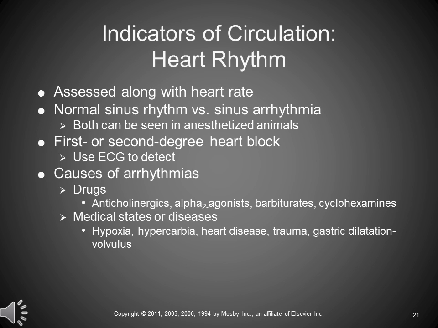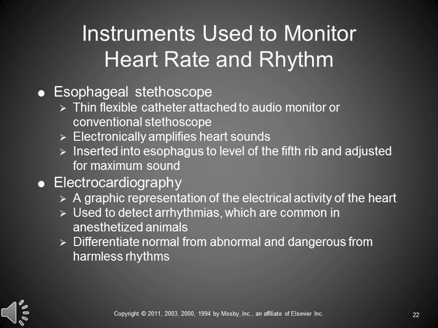Causes of arrhythmias. Many things can cause arrhythmias. Example, drugs. Anticholinergics, alpha-2 agonists, the barbiturates, the cyclohexamines, all can predispose to arrhythmias. There can be problems with concurrent diseases. Hypoxemia, hypercarbia, heart diseases, some of these old congestive heart failure dogs, trauma, gastric dilatation volvulus, the GDVs. Oh man, the GDVs are a one-way trip to arrhythmias. All that can predispose towards a heart arrhythmia, and you're going to pick that up watching your EKG.